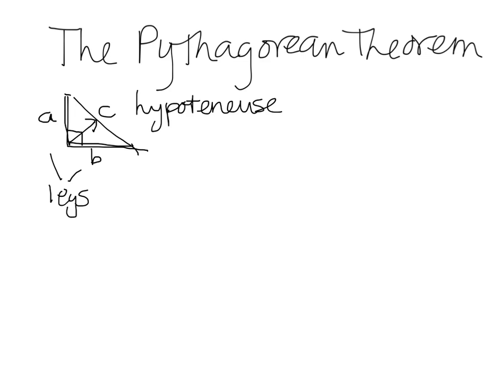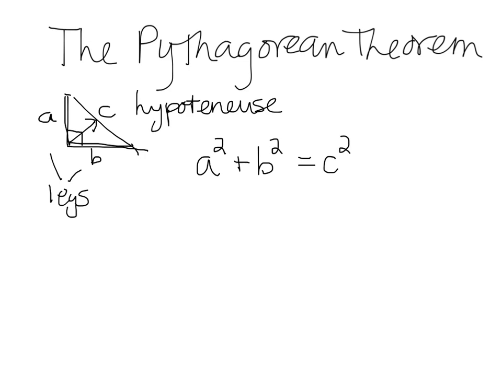Simply stated, the Pythagorean theorem says that in a right triangle, a squared plus b squared will always equal c squared. And the converse: if a squared plus b squared equals c squared, it is a right triangle. If it doesn't equal c squared, then it is not.